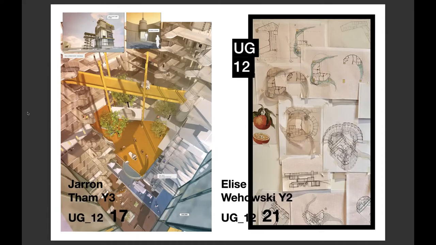And again, in this case here, Jaron was someone that was quite proficient with computers, who was really struggling to find a convincing language for that. And then Elise on the other side here, a student from just this year, was really struggling with the computer language, or using computers as a sophisticated tool.